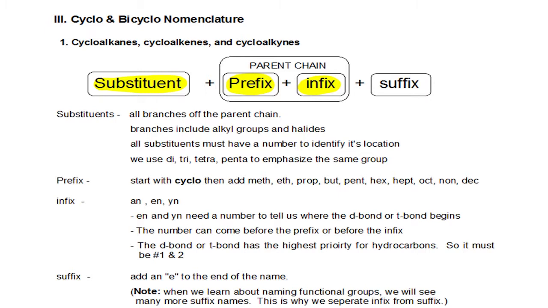And then finally, there's a suffix, which right now is very simple until we learn about functional groups. For now, a suffix is simply an E, adding an E at the end. But we'll learn about other suffix names that we can use once we get into functional groups. But these are the components that make up the name.